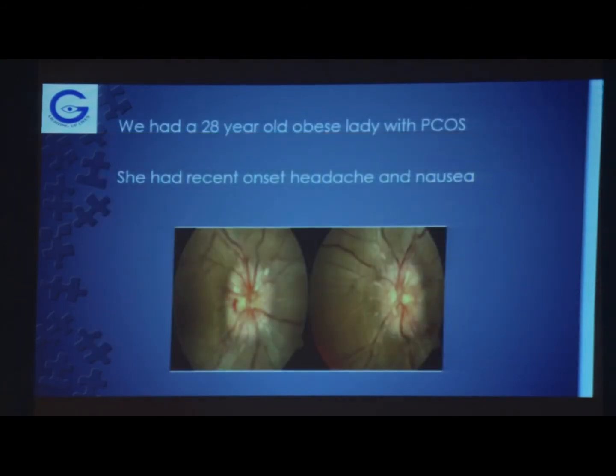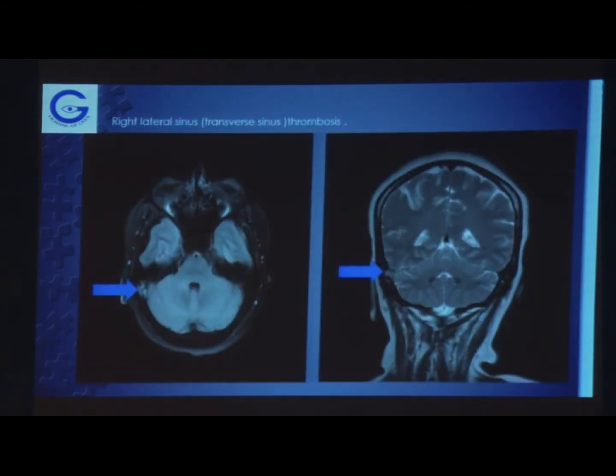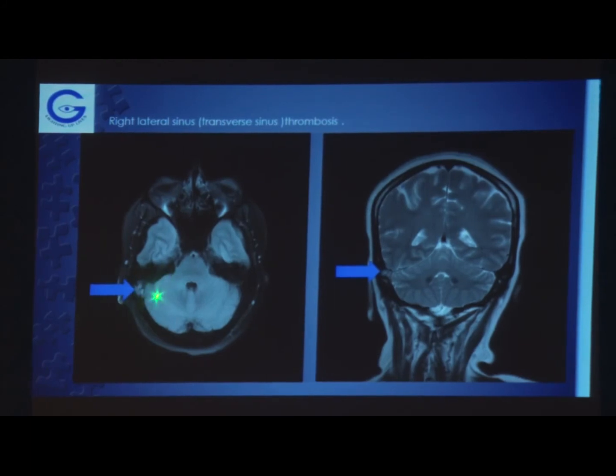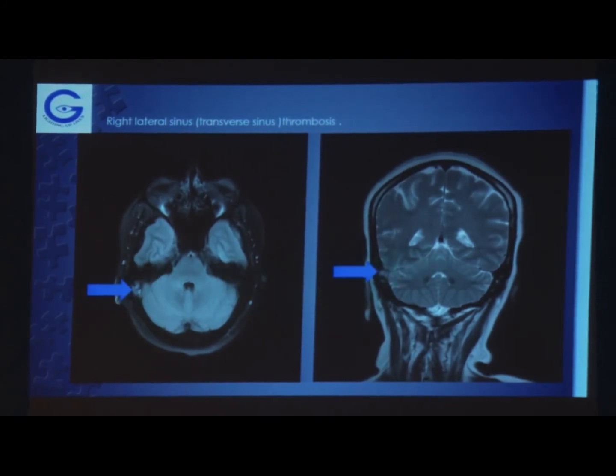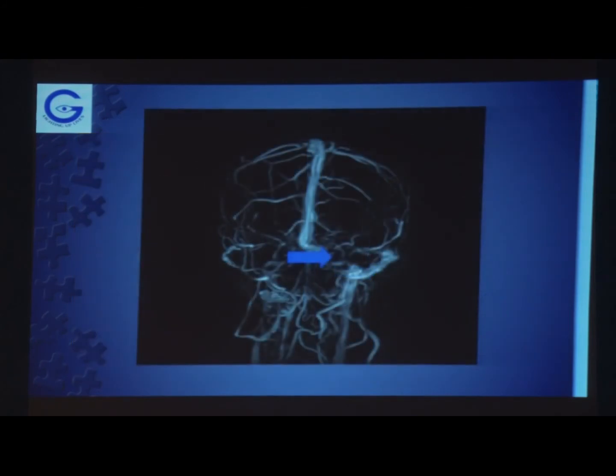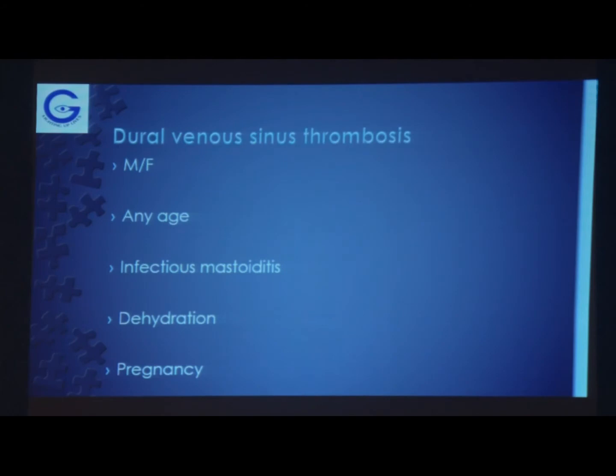This is another 28-year-old obese lady with polycystic ovarian syndrome, and she had recent onset headache and nausea, and the fundus picture was this, bilateral disc edema. And the MRI showed the arrow depicts the transverse sinus thrombosis. MR venogram was done. Here the transverse sinus is absent because of the thrombosis. So dural venous sinus thrombosis can occur in any age, male or female, and it can usually occur after infectious mastoiditis, dehydration, and pregnancy.